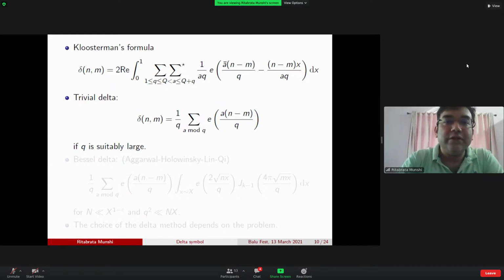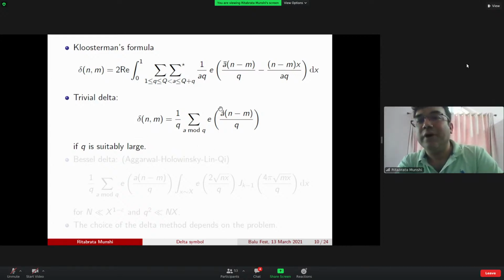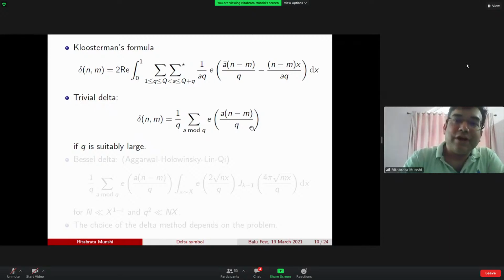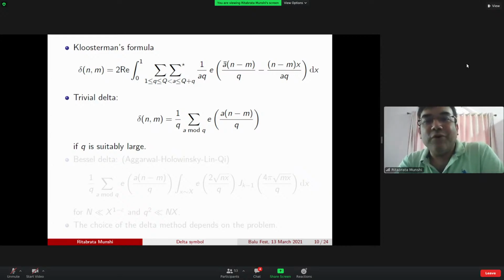This is the trivial delta method. Surely, if you take your modulus to be much larger than the size of the equation, then this already is good enough to detect the event n equals m. You will wonder why this would be of any importance. But this has been recently used in this field, in the delta symbol approach, to get very non-trivial bounds. So it's kind of counterintuitive. Usually when you do the circle method, you really want to make the modulus as small as possible, but I don't know why it works, sometimes even the trivial delta method gives you something non-trivial.